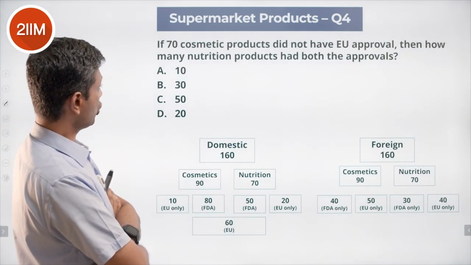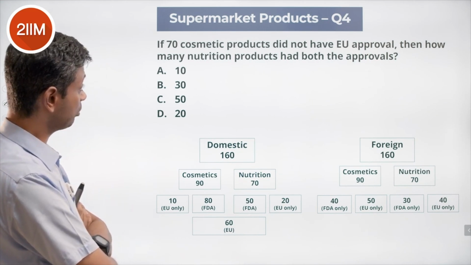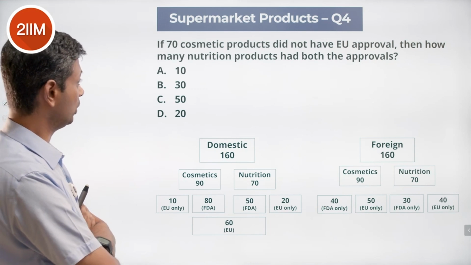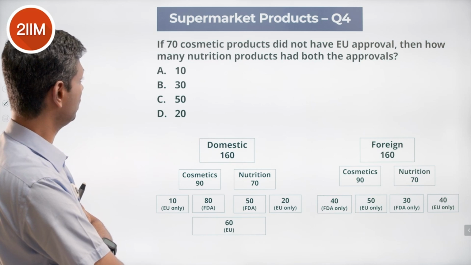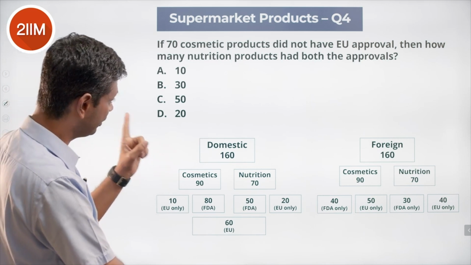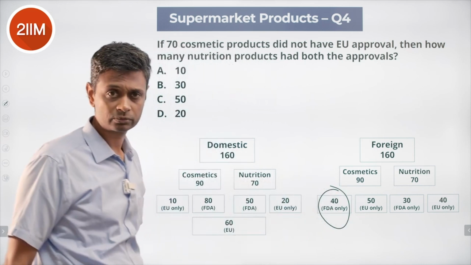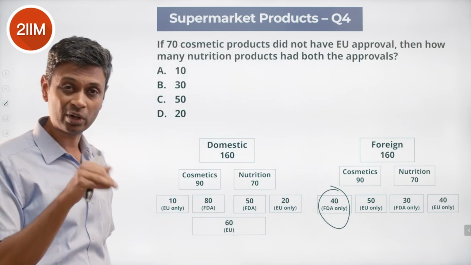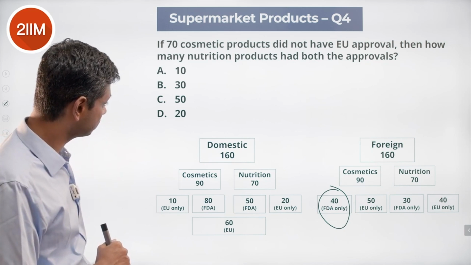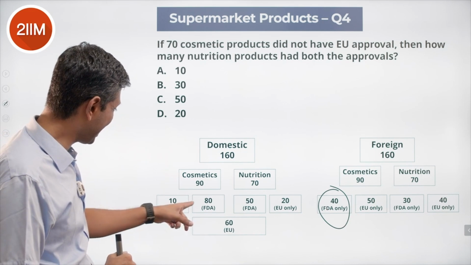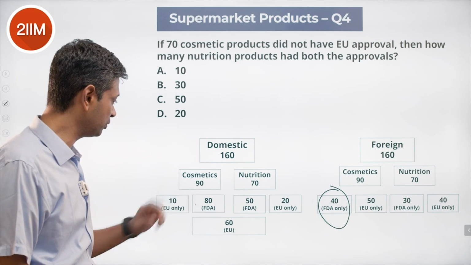If 70 cosmetic products did not have EU approval. So 70 cosmetic did not have EU approval. Okay, out of 70 totally, these 40 do not have EU approval. Right. So another 30 do not have EU approval. So that 30 should have been from here. 30 did not have EU approval. That means 50 should have had EU approval.